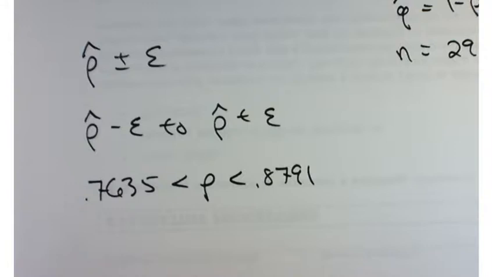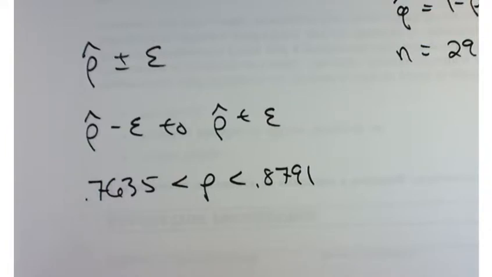Okay, so somewhere between 76.35% and 87.91% is where we think our population parameter is. We don't know what the true population proportion is, but we think it's somewhere between here. Last question on this one, and then maybe we'll comment on it. Based on the results here, does the Y-sort method appear to be effective? Yes or no?